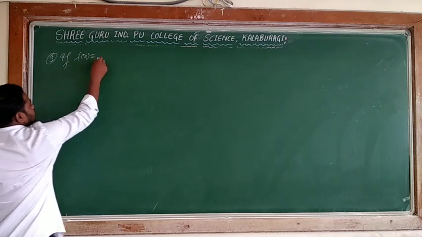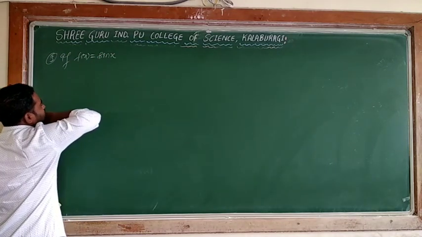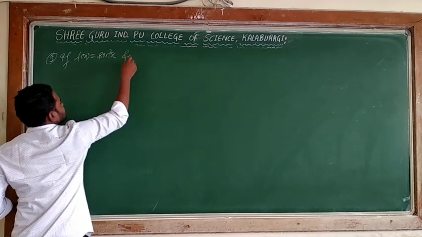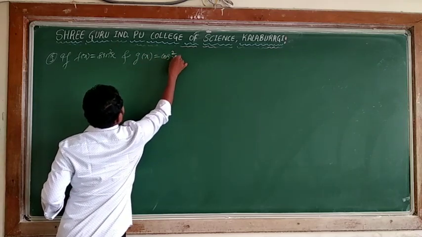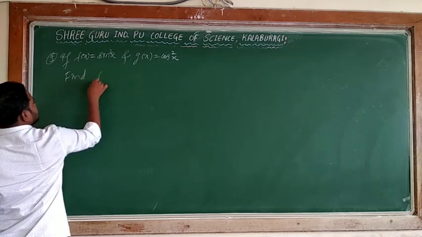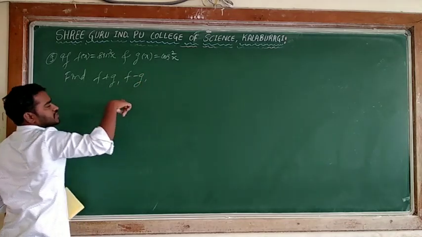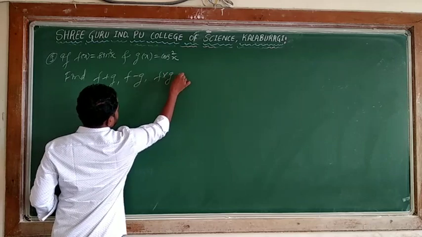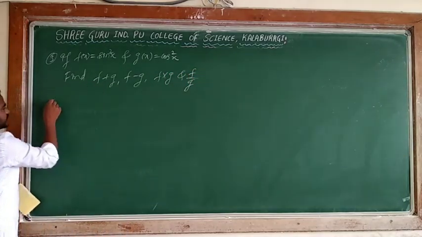If f of x is equal to sin x, or else I can take better sin square x, and g of x is equal to cos square x. Find f plus g, f minus g, f into g, and f divided by g. Now, solution.